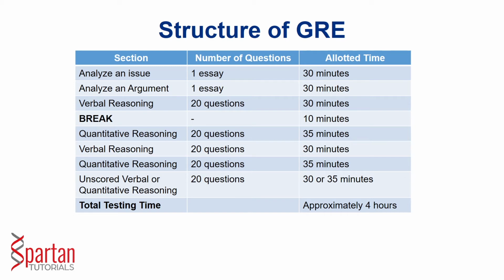After you have completed 2 verbal and 2 quantitative sections, you are presented with another verbal or quantitative section. So you may get 3 verbal or 3 quantitative sections for your exam. And one of these 3 will be a research or unscored section, so it will not be scored. The tricky part here though is that you have no way of knowing which of the 3 sections was the unscored section. So you have to give your best shot in all the 3 sections.